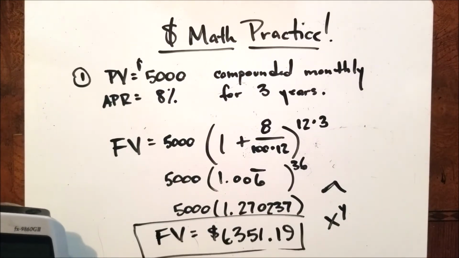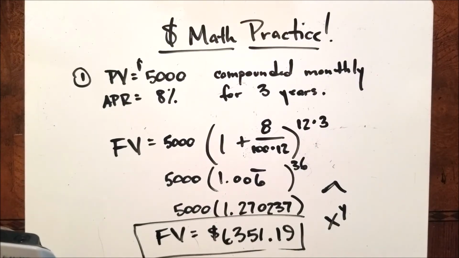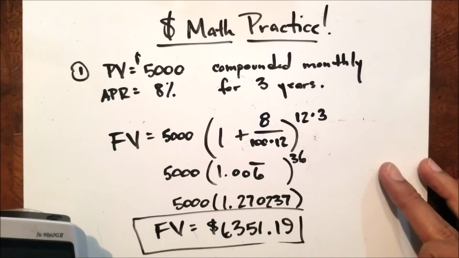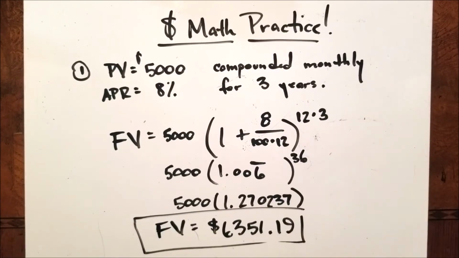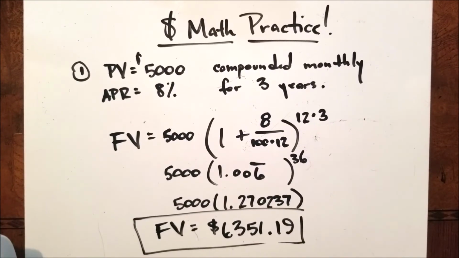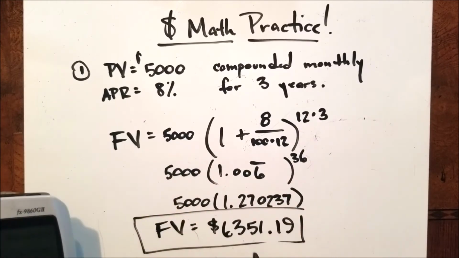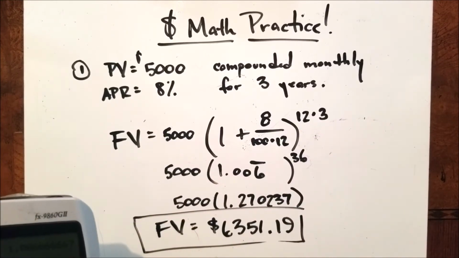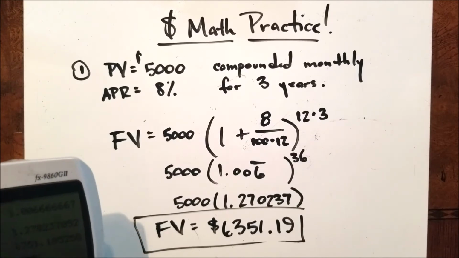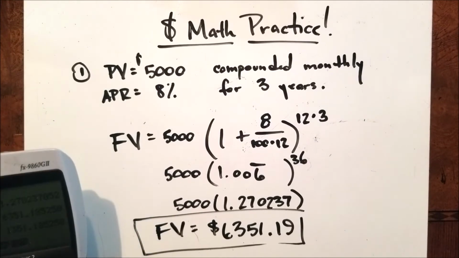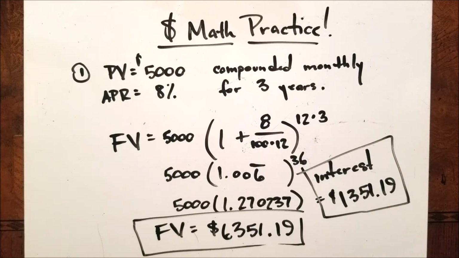Now, if I want to know the amount of the interest paid, I subtract 5,000 from that. Yes, sir. Yes, ma'am. That's exactly what I do. If I want to know the interest paid, I want to know the extra money on top of that 5,000. If I started with 5,000 and ended with this, the interest that I accrued will be the difference between the two. Very, very nice.